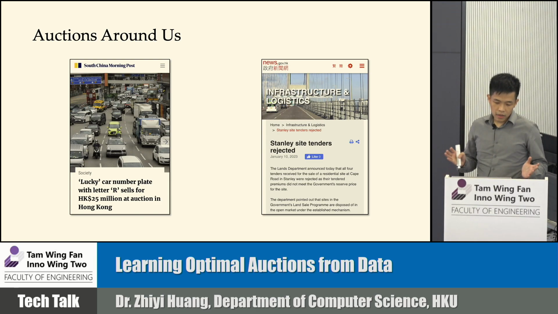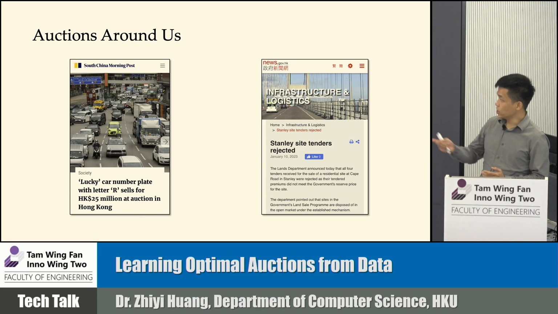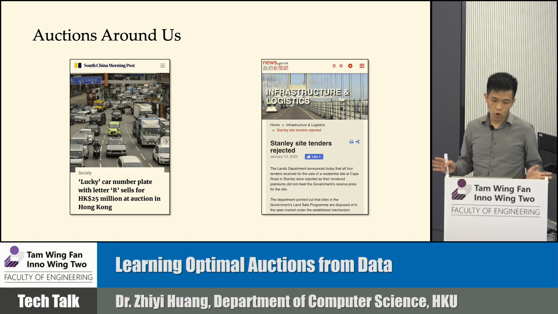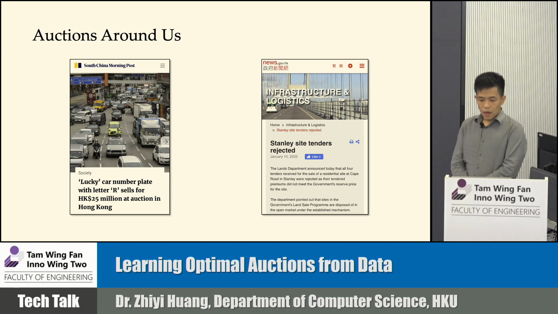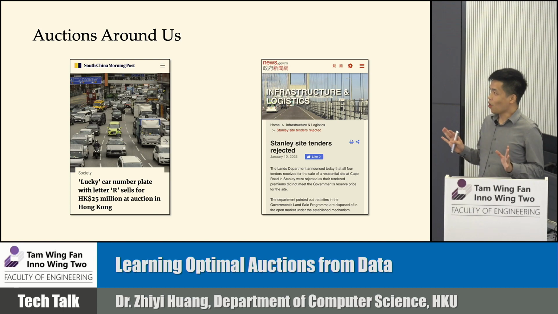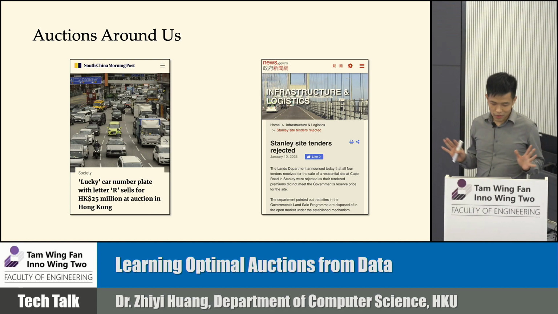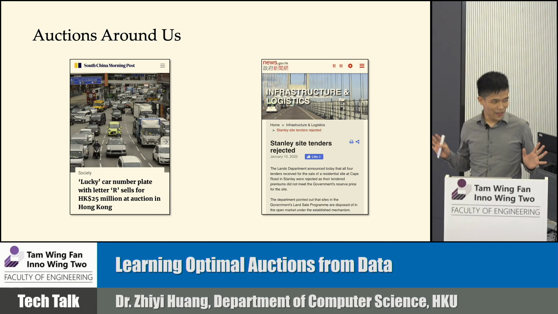Otherwise, all the bids get rejected, just like in this news, where the Stanley side tender got rejected because all the bidders' bids are below the reserve price. Okay, some of you may say, all of these auctions are happening around us, but it's none of our business, right? Only rich people are involved in this auction.